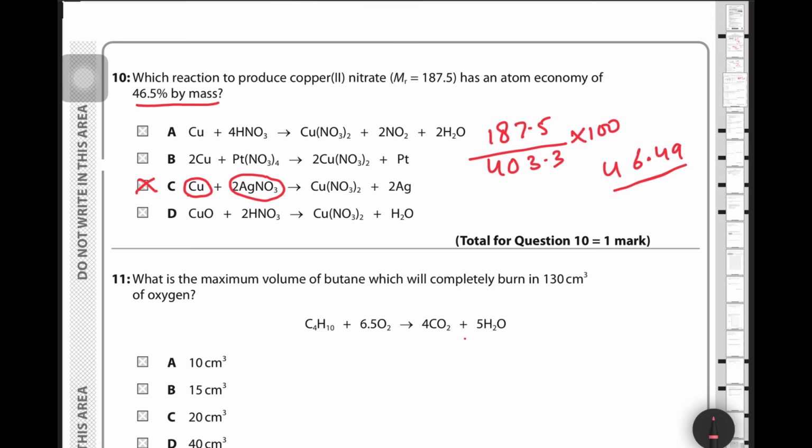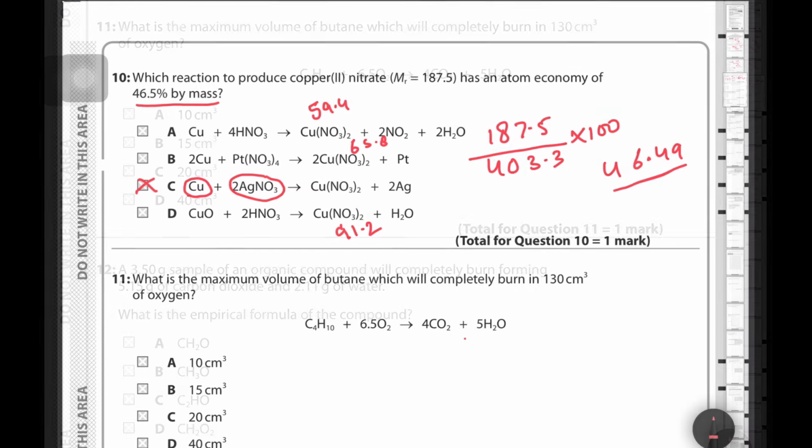When you do the atom economy for A it is coming 59.4, B is coming 65.8, and D is coming 91.2. So the correct answer is C.